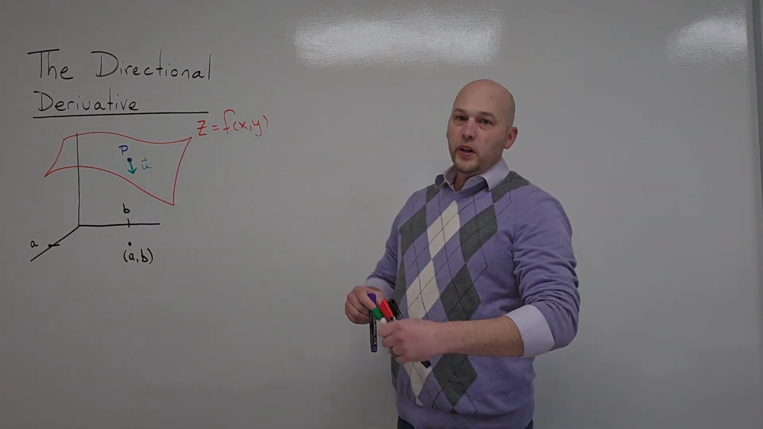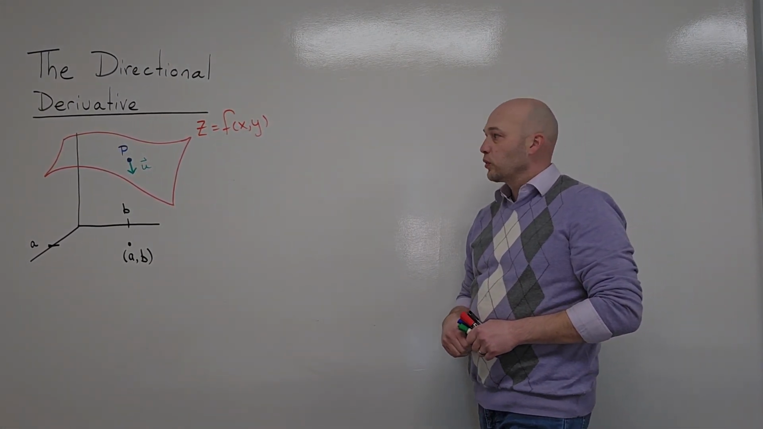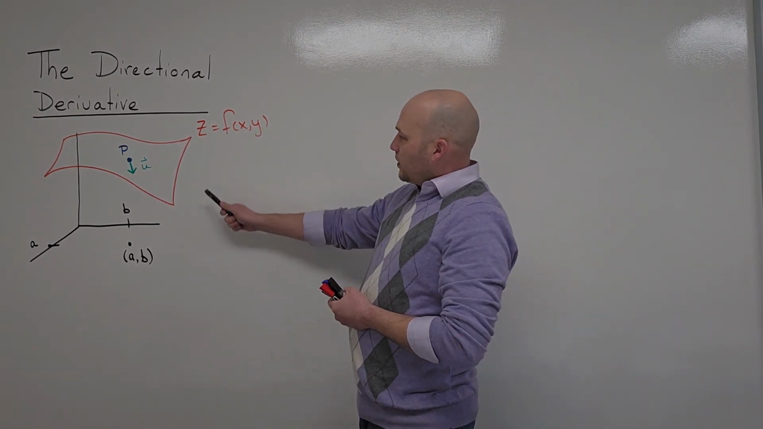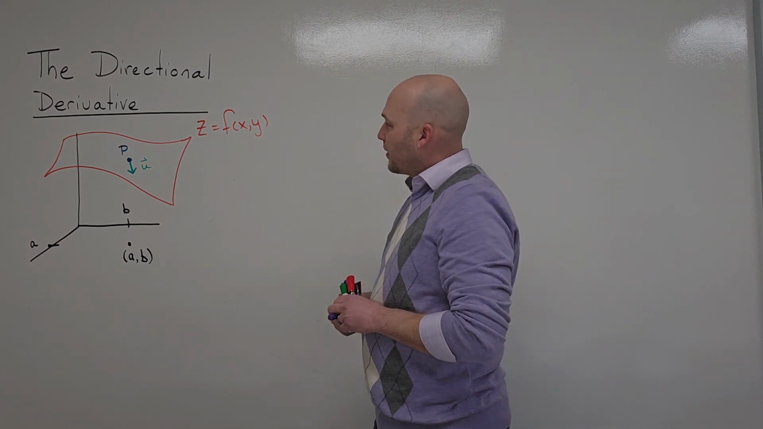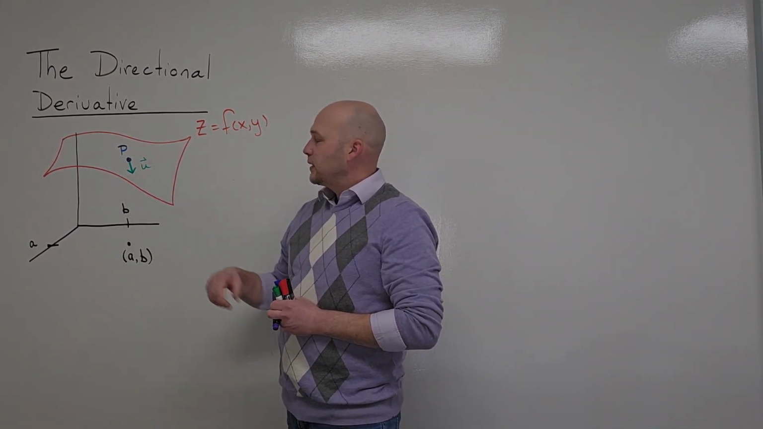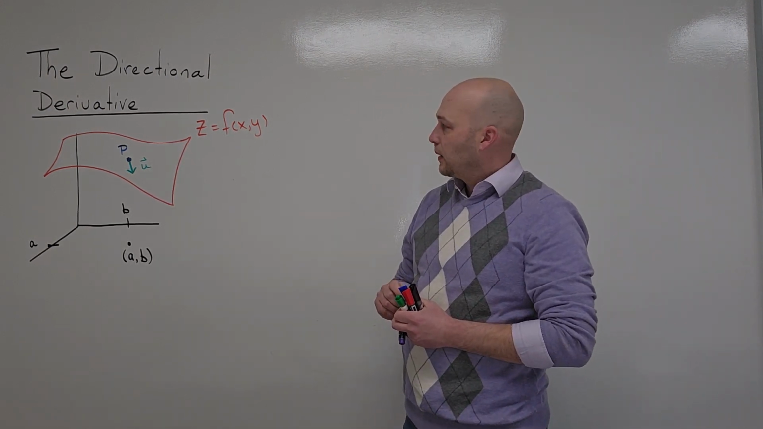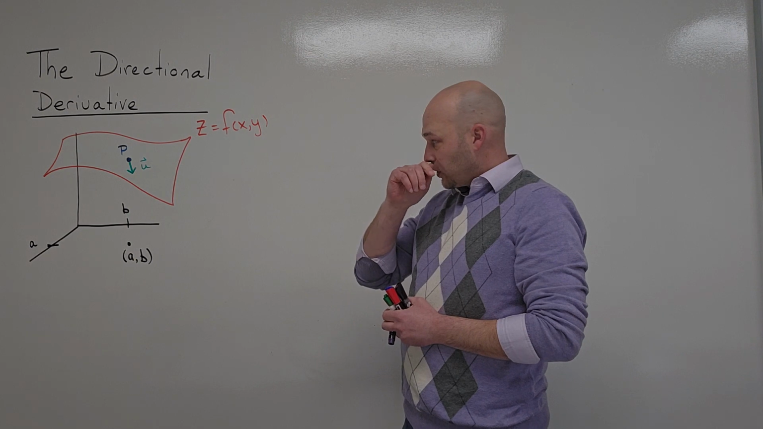Hi, I'm Professor Goins. In this video, I'm going to introduce the concept of a directional derivative. I have a surface given by z equals f of x, y. On that surface, I have a point P, and at that point P, I'm going to attach a unit vector. The unit vector can go in any direction.